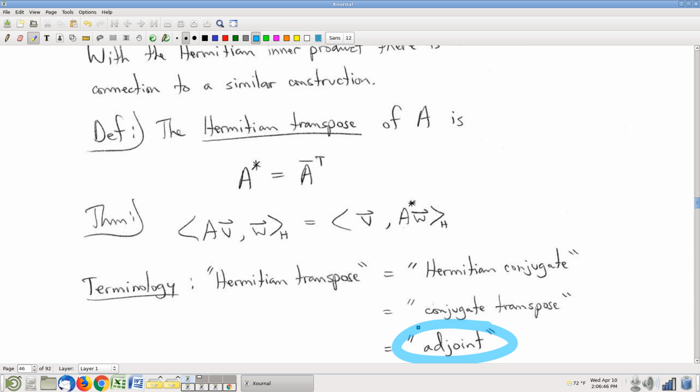So this is an alternative term. This is in very common use. And y'all should be aware, heads up, if you hear the term adjoint, that's what this means.